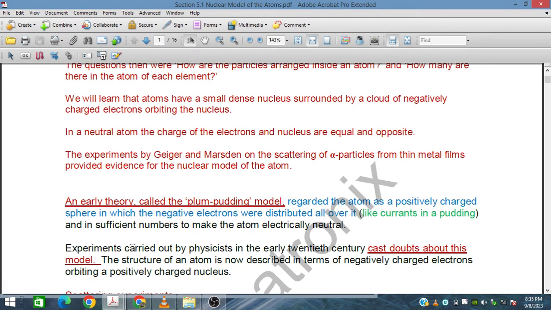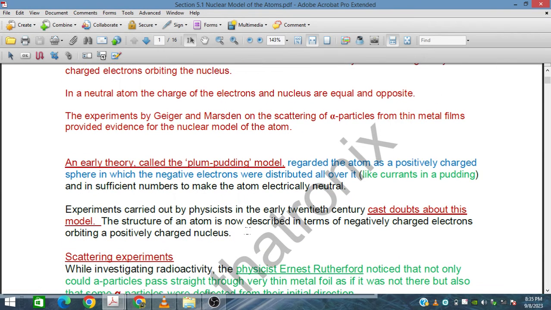But later on, some experiments cast doubts about this model, so this model was incorrect. The structure of an atom is described in terms of negatively charged electrons orbiting a positively charged nucleus. Later experiments revealed that electrons orbit a positively charged nucleus.